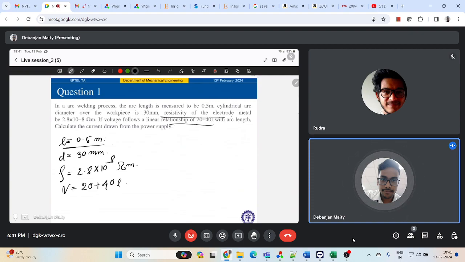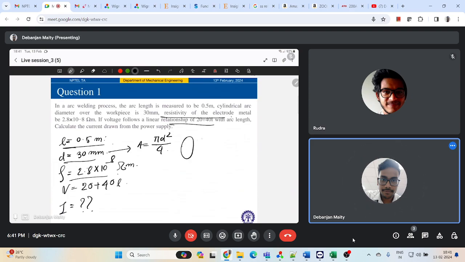So you're talking all in SI units now. We need to calculate the current drawn from the power supply. So what will be I over here? The rho value is known. You know the length of the arc. You know the cylindrical arc diameter. You can find out the cross-sectional area as pi d square by 4.